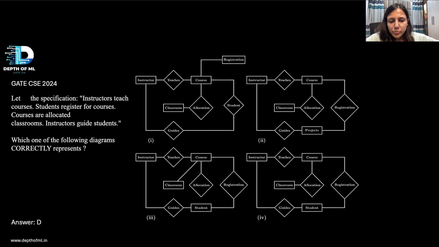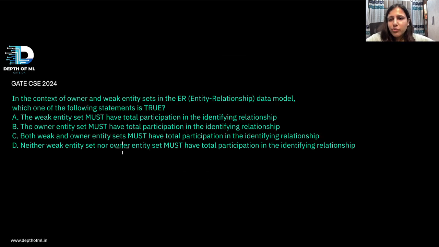Fine. Now let's look at the next one from the GATE CSE 2024. In the context of owner and weak entity sets in the ER data model, which of the following statements is true? They have given you 4 statements and they're asking you which of the following is true. So let's see each one of them one by one. The weak entity set must have total participation in the identifying relationship. So this we know is right. The weak entity set must always have total participation, because that weak entity is dependent on the identifying entity or the owner entity for its identification. So hence this is correct. So statement A is correct.